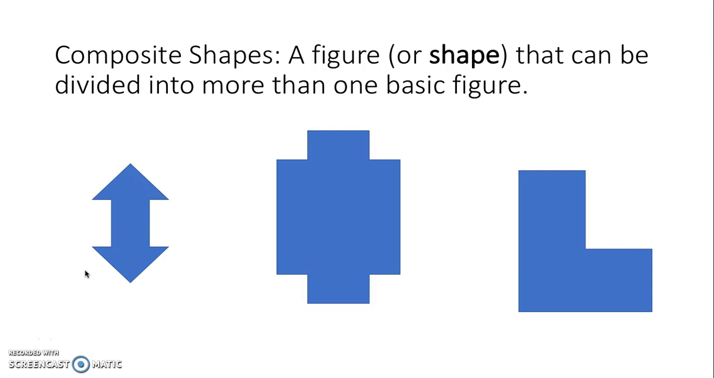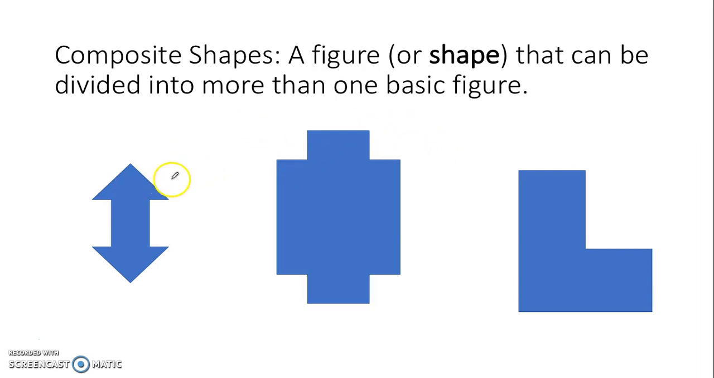So the first thing that we need to define is what is a composite figure or a composite shape. A composite shape is a figure, which is a synonym for shape, that can be divided into more than one basic figure. What I mean by that is the basic figures are the ones that we think of when we think of shapes. Triangle, rectangle, square, circle, anything like that would be a basic figure. So let's take a look.